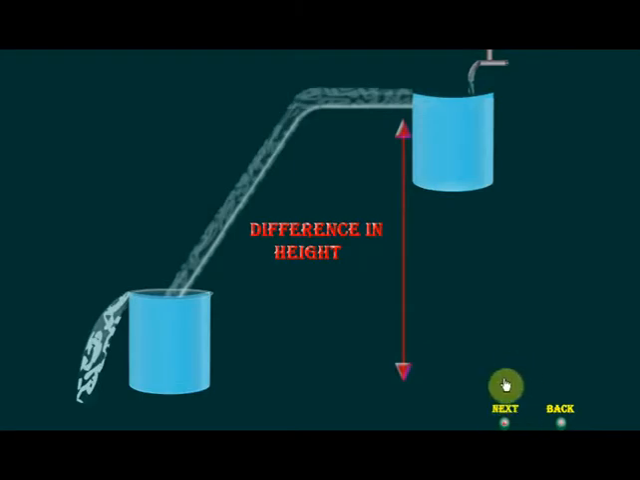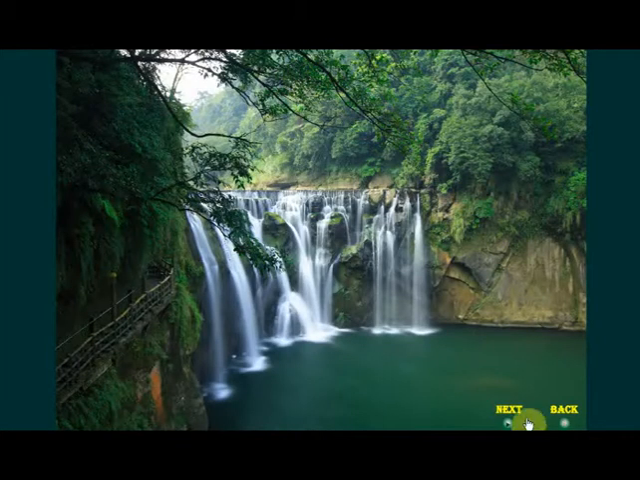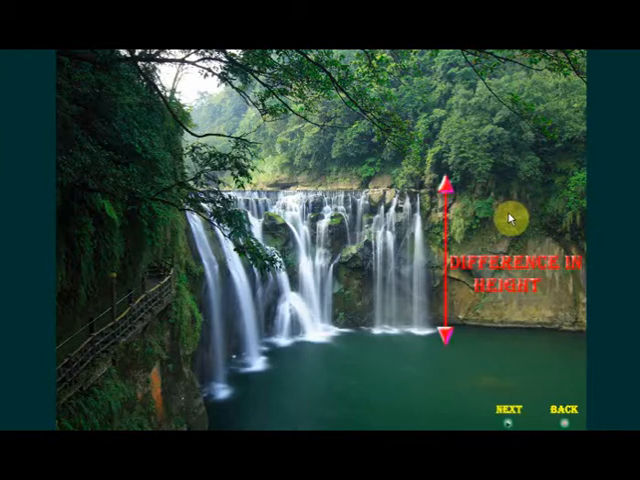Similarly, take a look at this waterfall here. Again, because of the difference in height, the water is flowing from the top of the mountain to the bottom into the river, isn't it? So water is flowing because of difference in height.